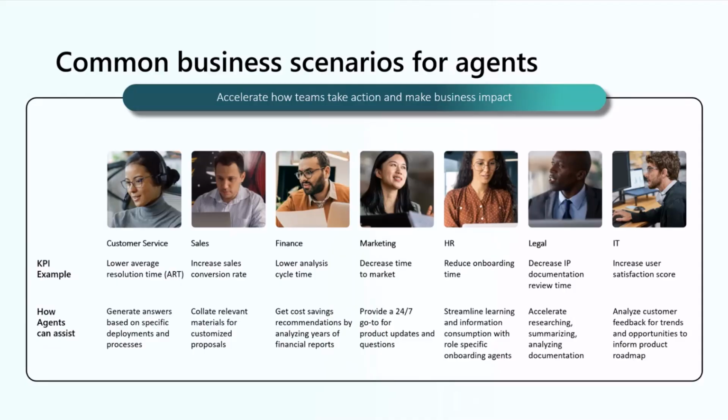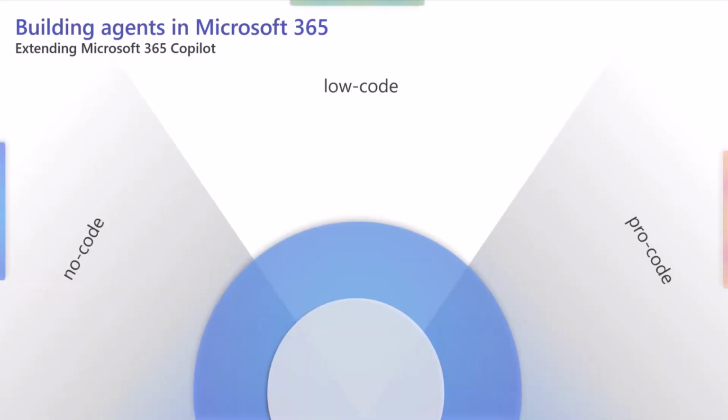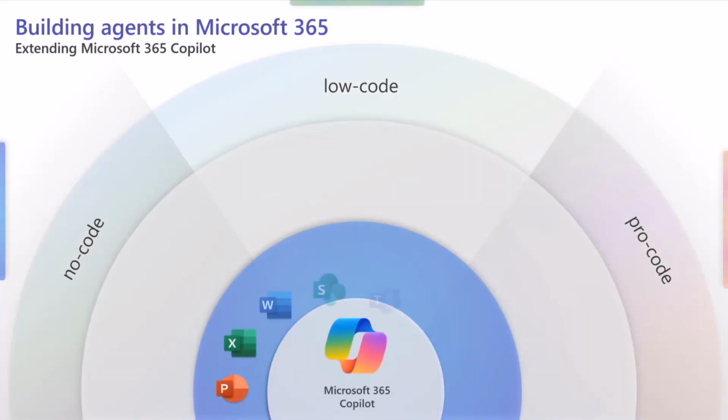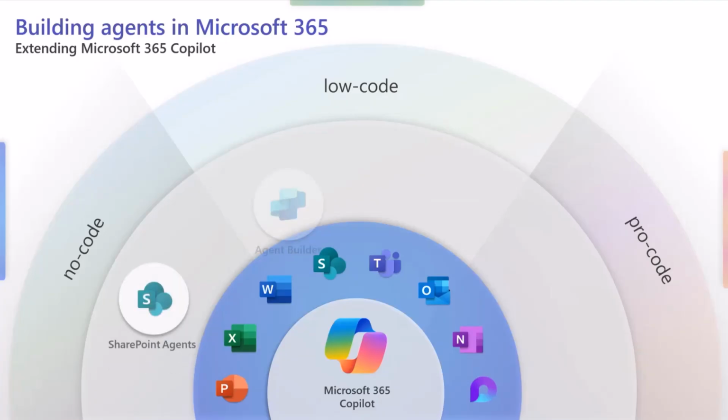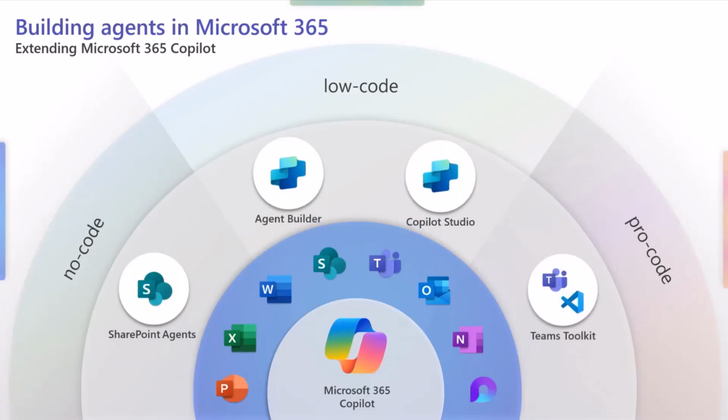Now, as we start creating these agents, we do have multiple different ways of doing those. We technically can divide the different options into no code, low code, and pro code options. There are a few different ways of categorizing these things, but the no code option is SharePoint agents. So technically, we can just create SharePoint agents with a click of a button.